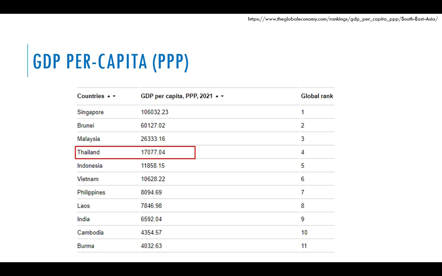So purchasing power parity is generally a good thing when we're trying to make a comparison. But now we see Thailand with a GDP per capita purchasing power parity of a little over 17,000. Okay, so that's not so bad. And it's been going up and up and up, and that's good news for Thai citizens.